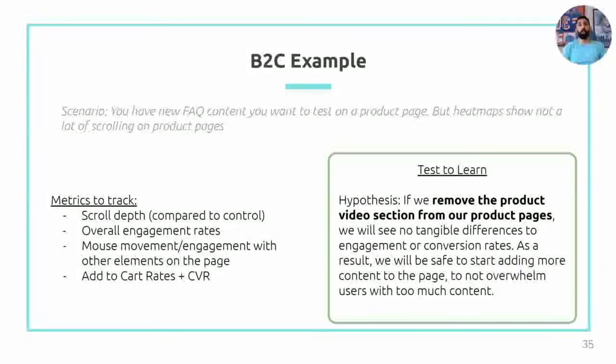If you were running something a little bit different, like a multivariate where version A is just hide the video, and then version B is replace the video section with the FAQ section, then maybe you want to look at the heat map for the FAQ to see if people are interacting with it a little bit more. You could do that too, and that could be a great way to learn as well. And then obviously you want to consider macro level metrics like CVR, etc.